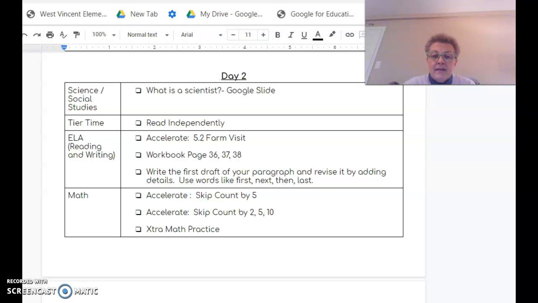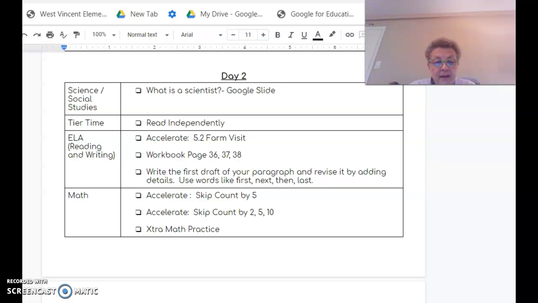What is a scientist? Now, before you do that, I want you to take a few minutes and I want you to brainstorm. What do you think a scientist is? What do you think a scientist does? And can you think of some different types of scientists that you know? You're going to be brainstorming before you complete the What is a Scientist Google slide in Science Social Studies in Google Classroom. So don't forget to brainstorm first.